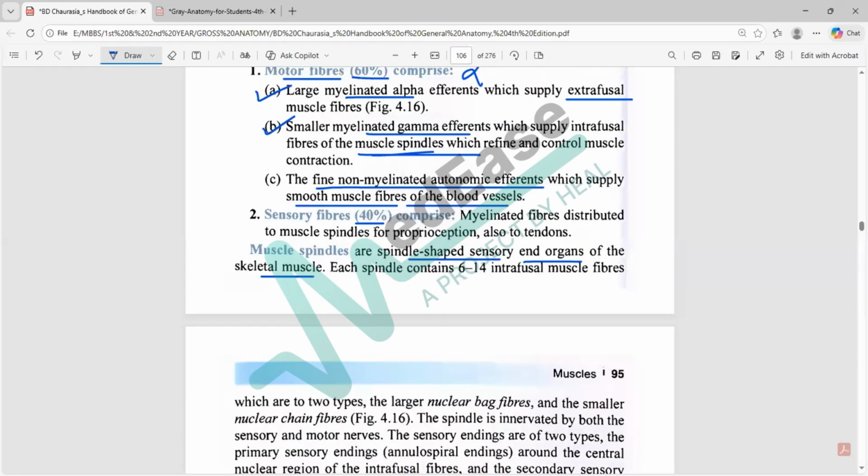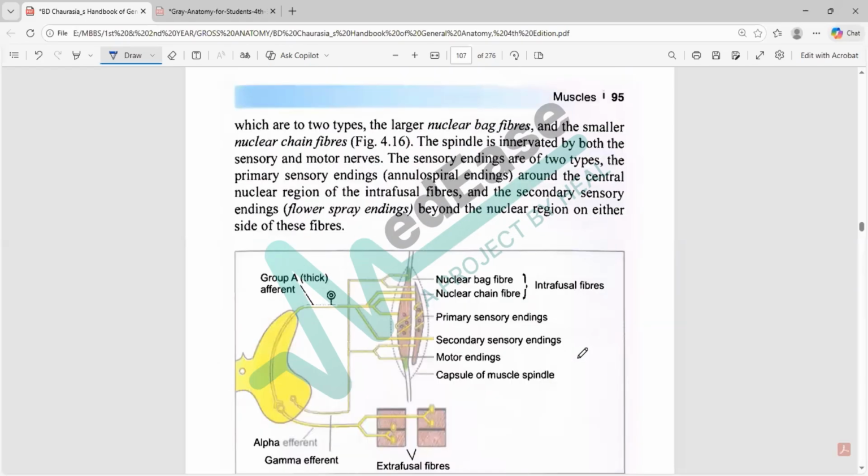Now, here you guys can see the further classification of the intrafusal fibers. If the intrafusal fibers are arranged with the nuclei in chains like this, 1, 2, 3, 4 nuclei arranged in a chain, these are called the nuclear chain fibers. While if the muscle fiber is arranged somewhat like this, whereas the nuclei are concentrated at a specific point, this will give the bag-like appearance, the nuclear bag fiber mainly.